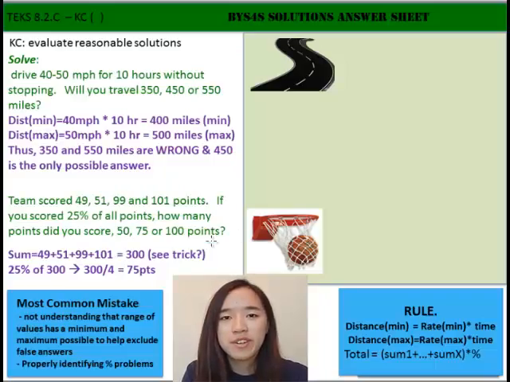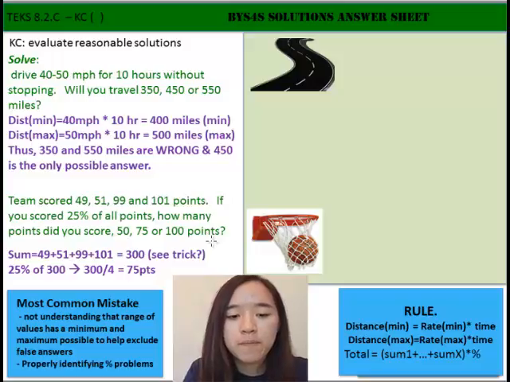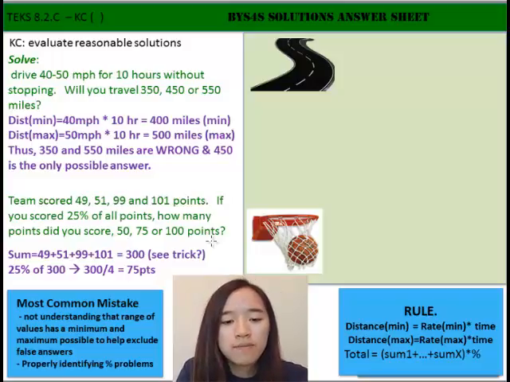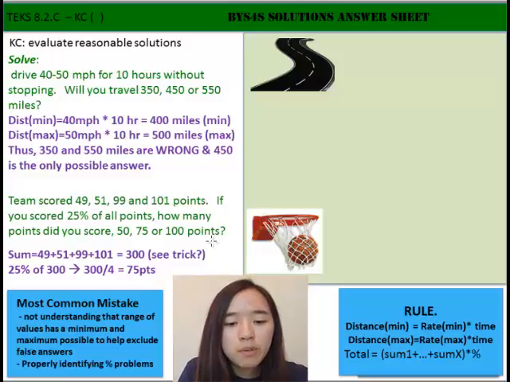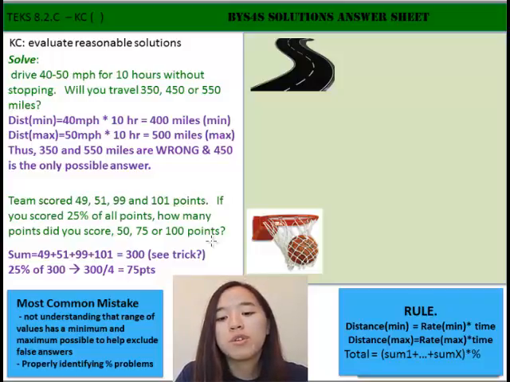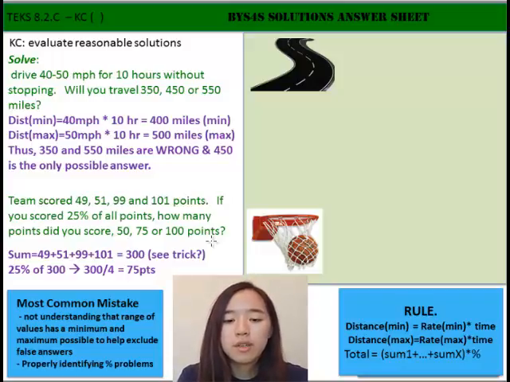I'm an industrial engineering major, and today we have an instructional video on evaluating reasonable solutions. So let's look at this first example problem. It says here we're going to drive either 40 or 50 miles per hour for 10 whole hours without stopping. So it's continuous. And they're asking us, will you travel 350, 450, or 550 miles? So let's start with the 40 miles per hour.